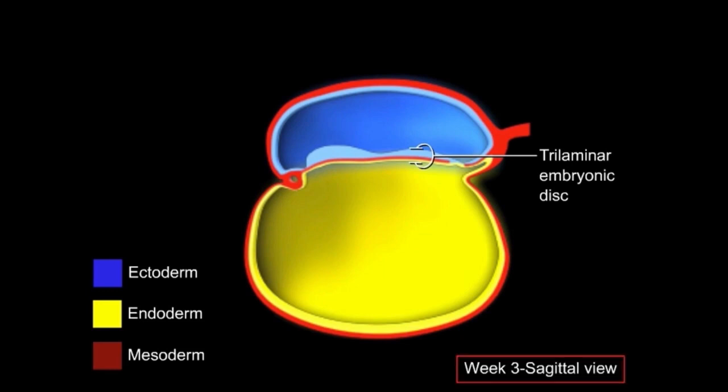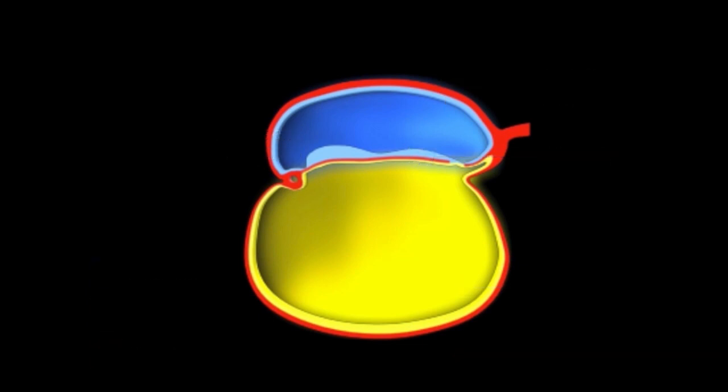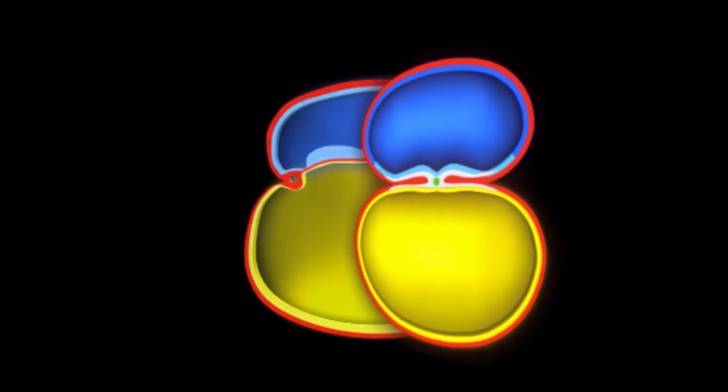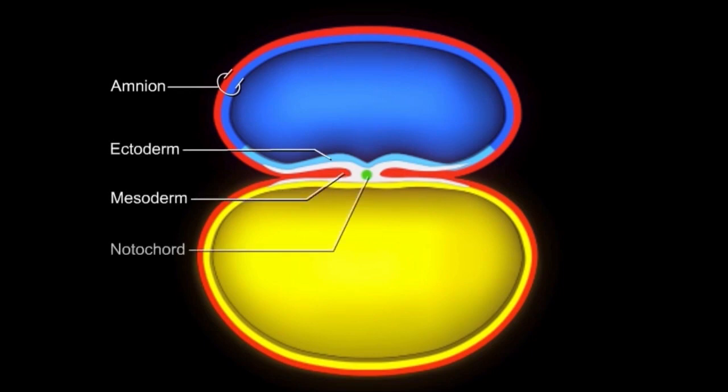In this sagittal view, the 3-week-old embryo, comprised of the 3 germ layers, can be seen, with the embryonic ectoderm forming the floor of the amniotic cavity and the endoderm forming the roof of the umbilical vesicle. Let's examine the process of transverse plane or lateral folding first. We can again see the 3 layers of the embryonic disc.